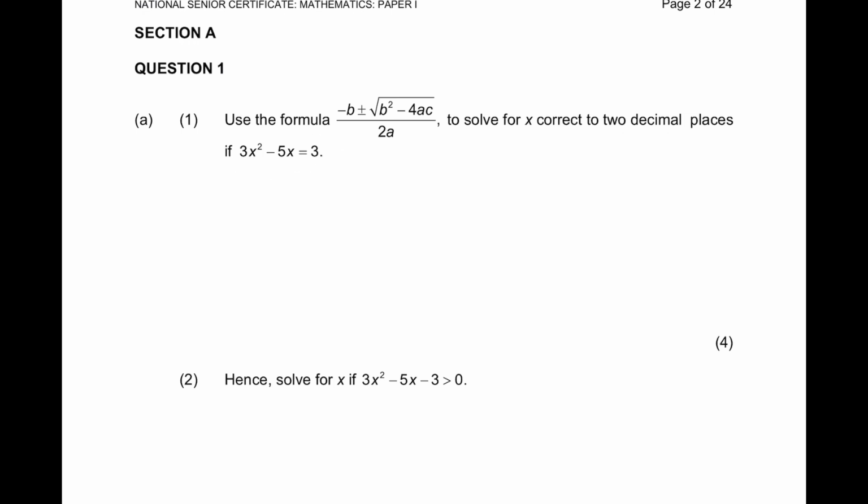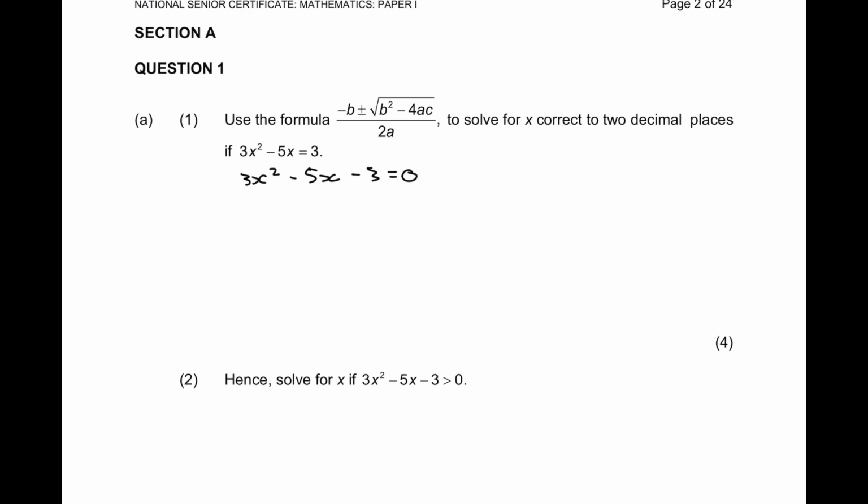Okay, so the first step is to write this equation in standard form, and the way to do so is to bring all your constants and variables to one side of your equal sign such that the other side of your equal sign is just a 0. So we have 3x squared minus 5x minus 3, because we take this 3 across, we subtract it from both sides, is equal to 0.